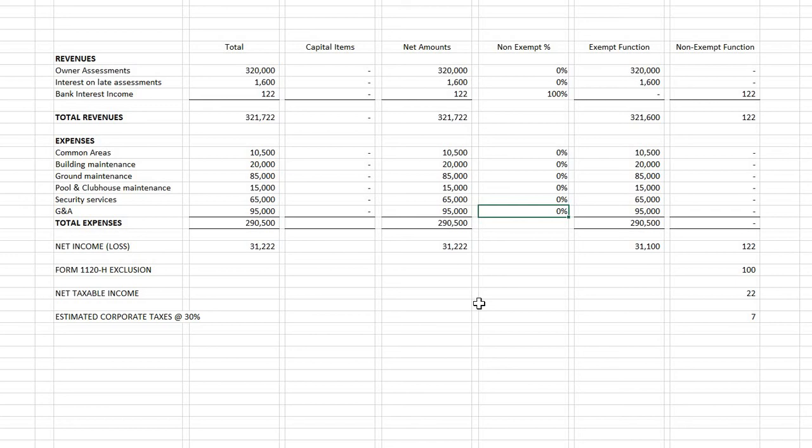So if you want to be very precise about what expenses are attributed to the non-exempt functions, you can specially allocate those amounts as well. You don't have to use round estimated percentages.